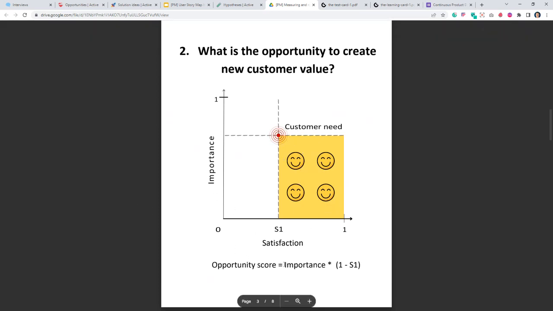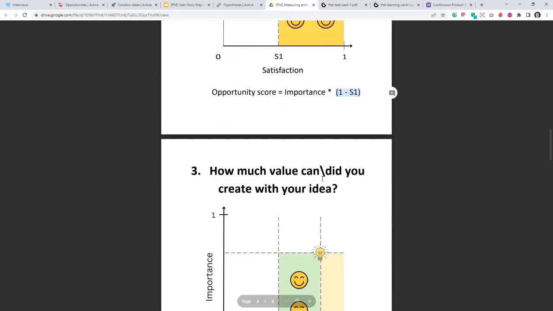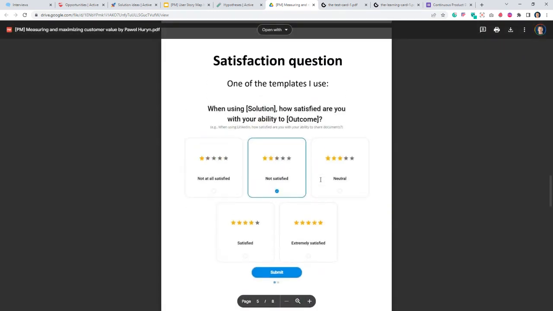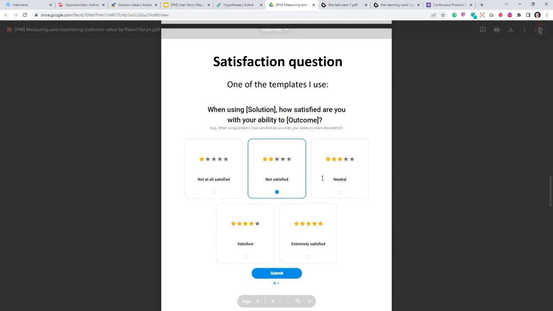So this is an equation, but I hope this is not too complex one. So importance multiplied by 1 minus satisfaction. And how can we ask customers? So this should be done during the interviews, but we structure those opportunities after the interviews. So you can write it as a text. You don't have to calculate it. You don't have to combine opportunities related to different customers. Just put them in the notes.